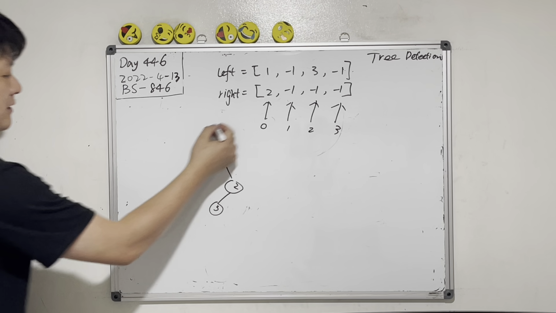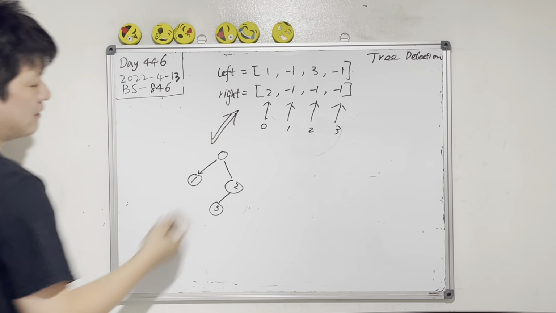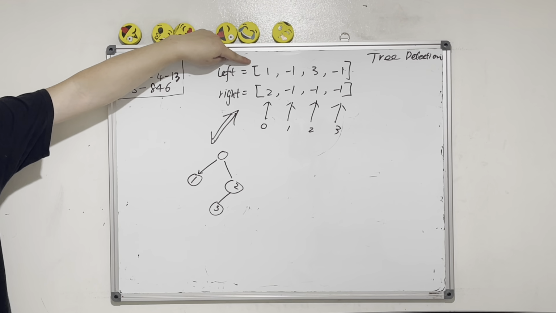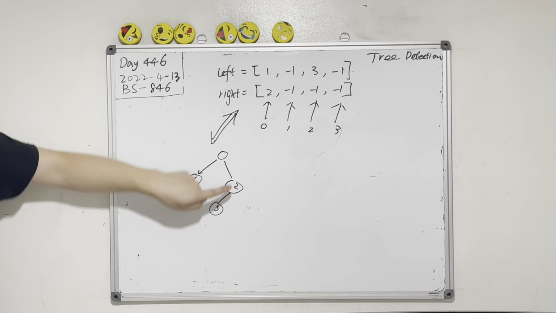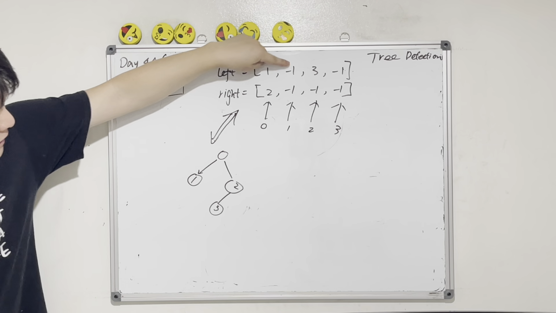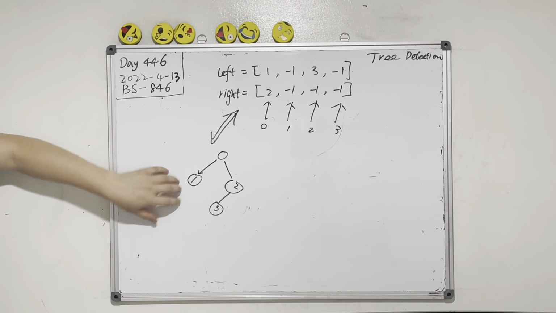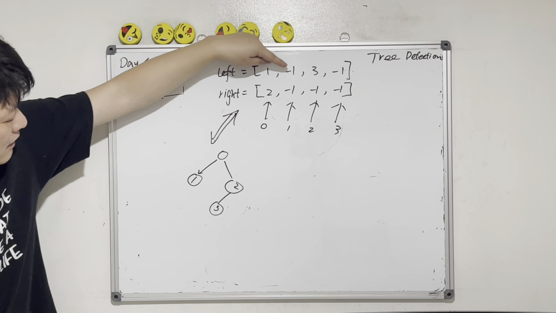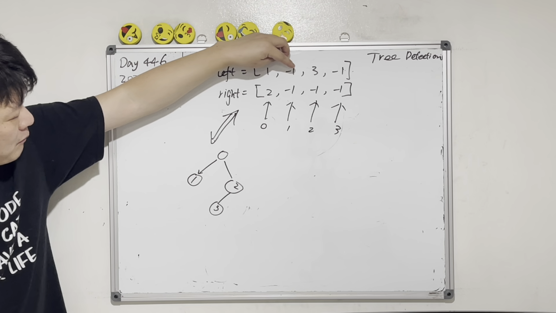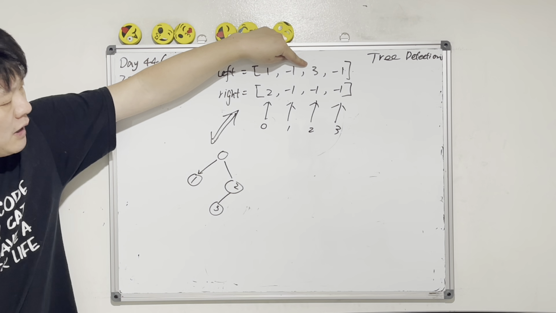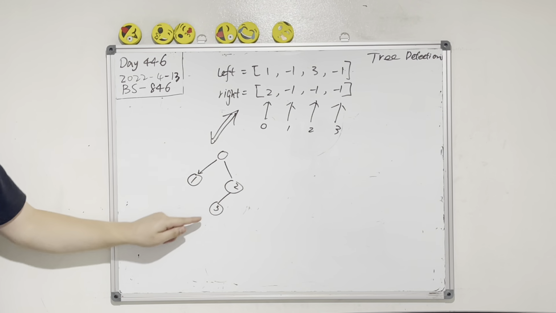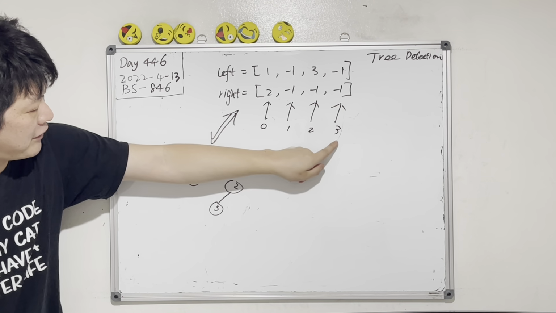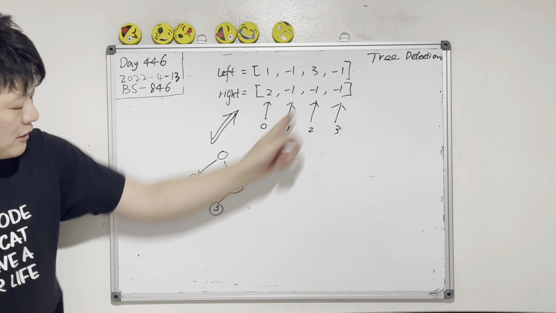Given this, look, the left of 0 is 1. The right of 0 is 2. The left of 1 is minus 1, which means nothing. The right of 1 is minus 1, nothing. The left of 2 is 3. The right of 2 is nothing, minus 1. And the left of 3 is nothing. The right of 3 is nothing.